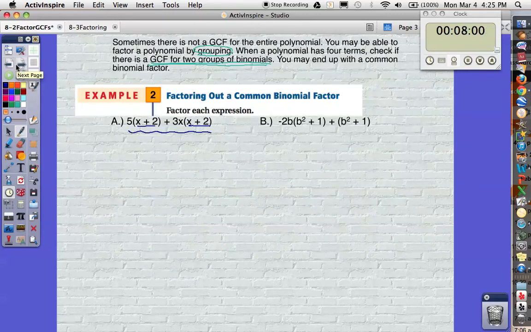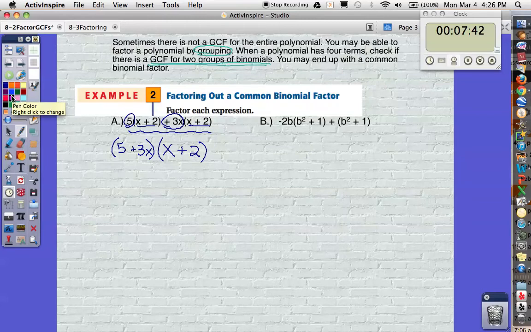So notice that it's x plus 2. What's another way I could write this distributing? Basically, what did I distribute to my x plus 2, guys? I distributed my 5, and I distributed my plus 3x. Let's try this. Let's check this and see if this is, in fact, a factorization.